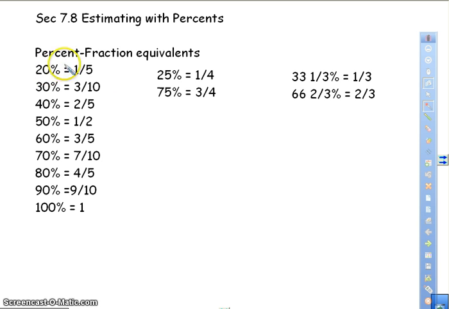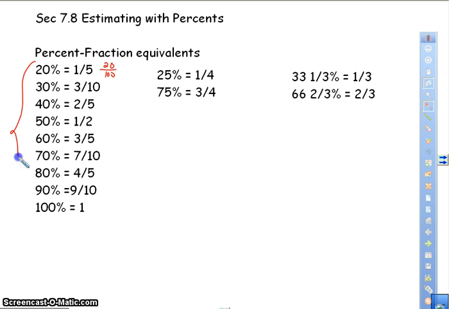Okay, 20% we know is 20 over 100, which reduces to 1/5. So these are just the reduced forms. So 30% is 3/10, 40% is 2/5, and so on and so forth. So these are by your units of 10.